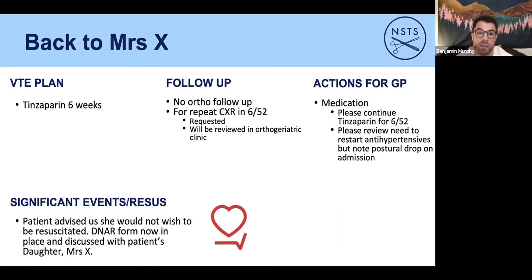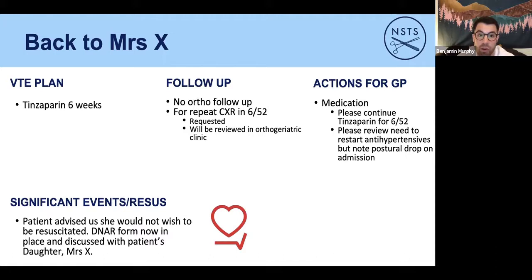So back to Mrs. X, that would be what her discharge letter would look like. Every trust will have their own protocol for VTE. So when you start surgical jobs, I'd recommend just asking your seniors, do we have a protocol for VTE prophylaxis after operations? And just make sure it's printed out somewhere in the doctor's office, because every single time you write a letter, you'll have to look it up until you know it by heart.